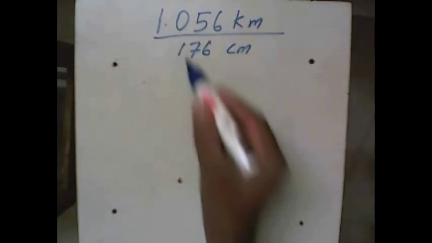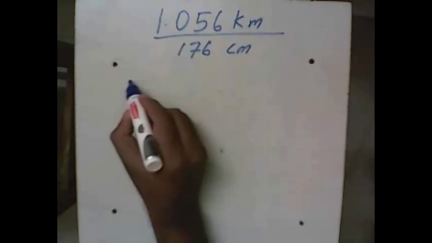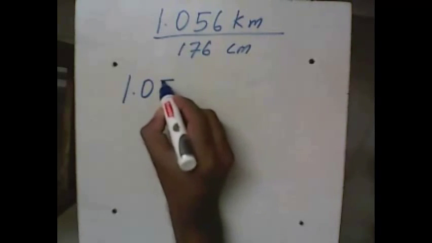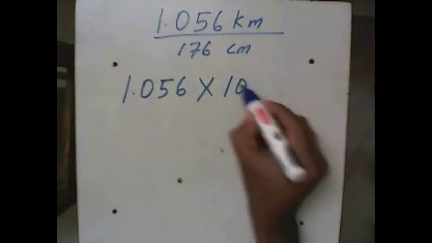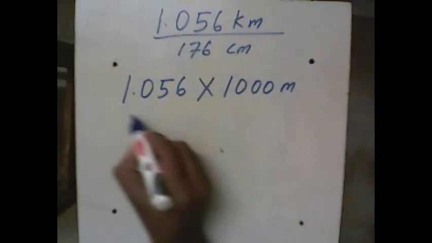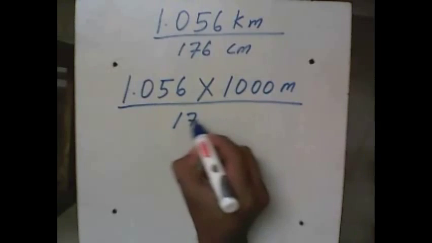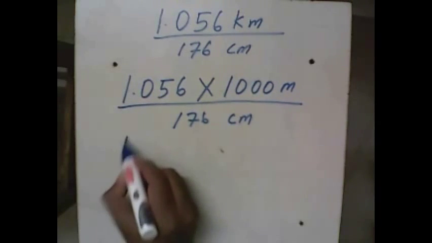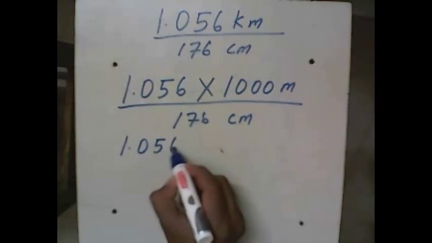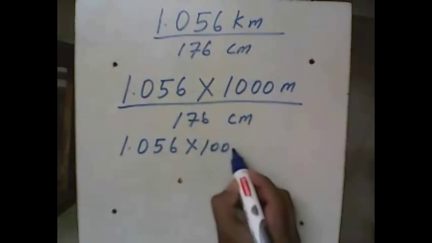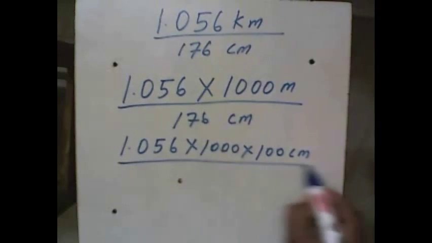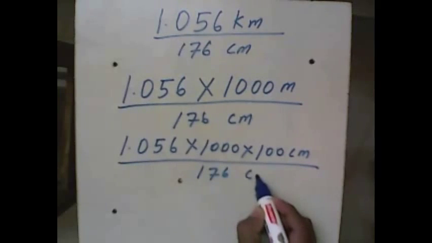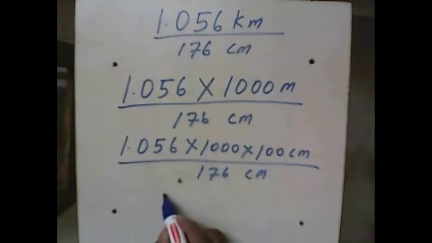1.056 kilometer divided by 176 centimeter. Now convert kilometer to meter, that is 1.056 into 1000 meter, because we know 1 kilometer equals 1000 meter, whole divided by 176 centimeter. It is better to always convert kilometer into meter. We also know 1 meter equals 100 centimeter, so in place of meter I will put 100 centimeter. So 1.056 multiplied by 1000 into 100 centimeter divided by 176 centimeter.